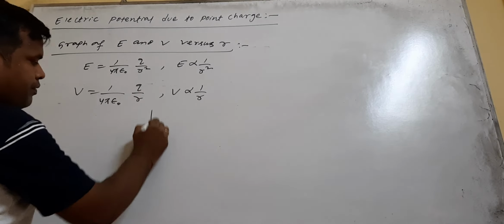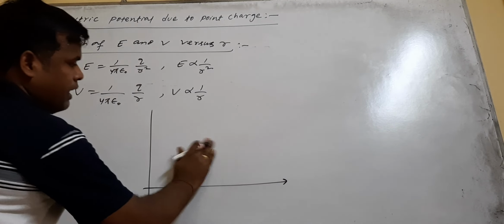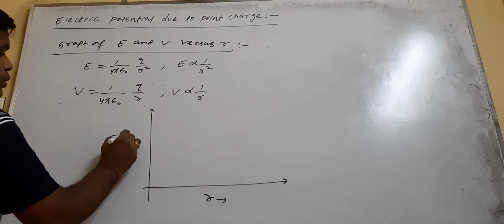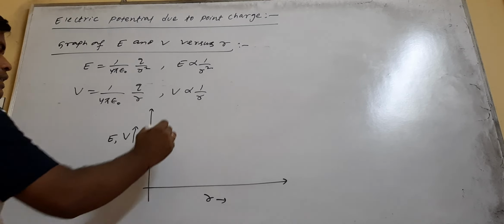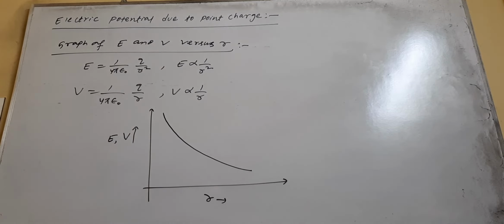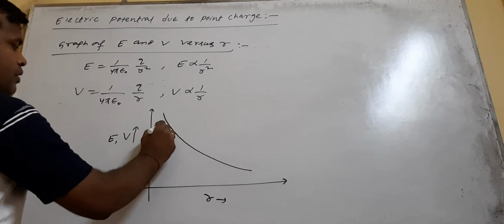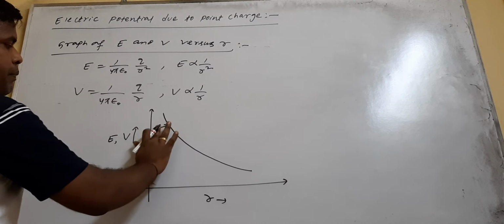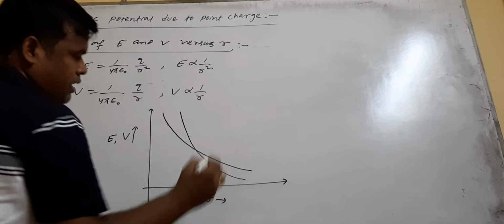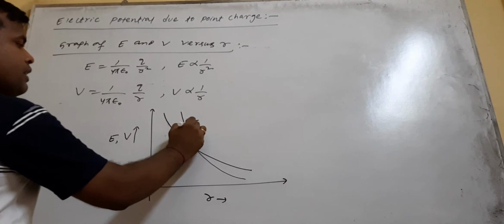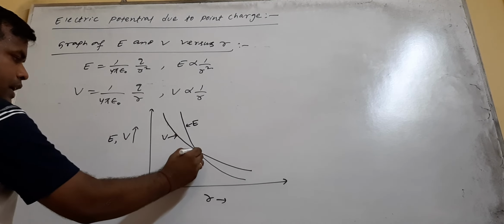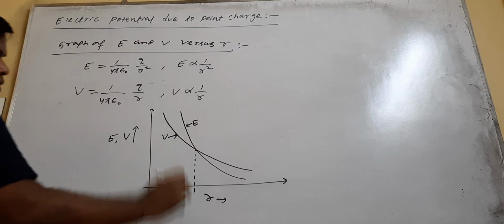The graph will be, along the x-axis you take R, along the y-axis you take electric field and potential. It is for potential V. And for electric field, the graph will be like this. It is for E and it is for V. And this point is your 1.